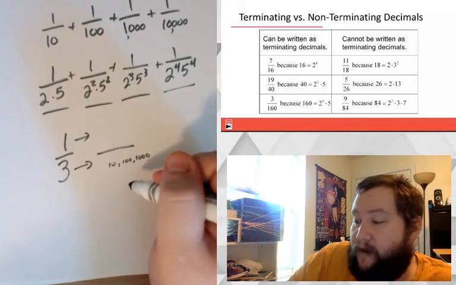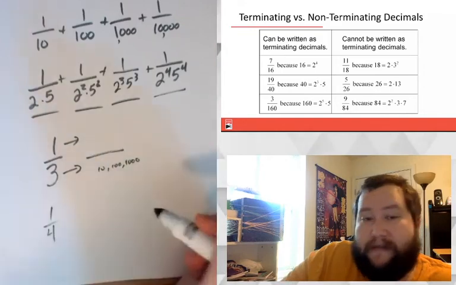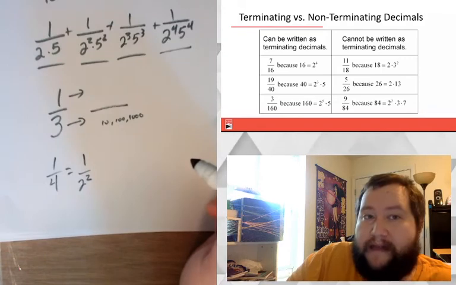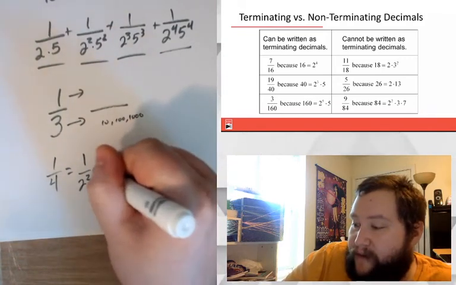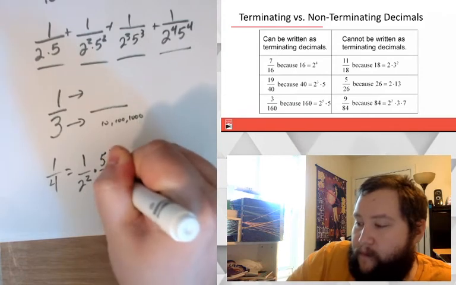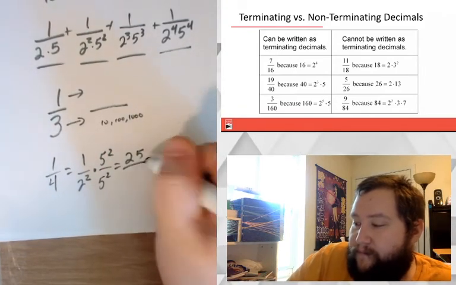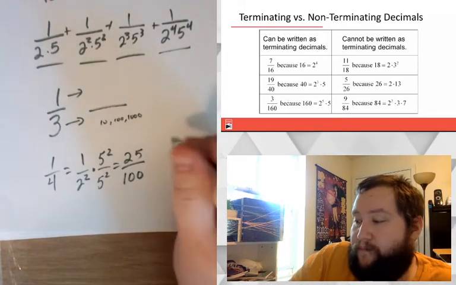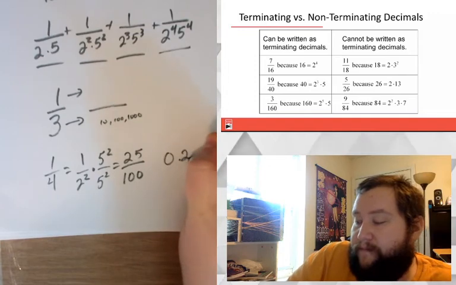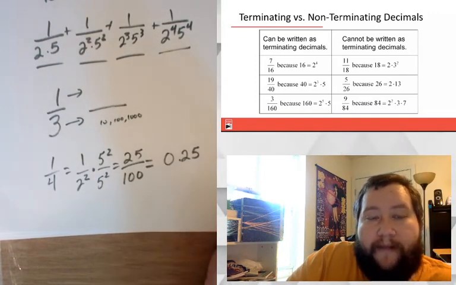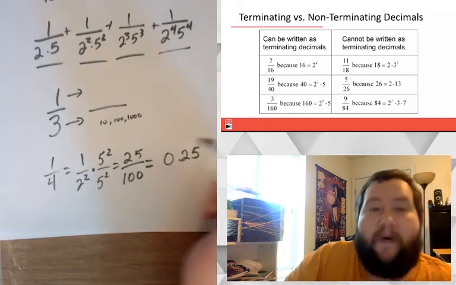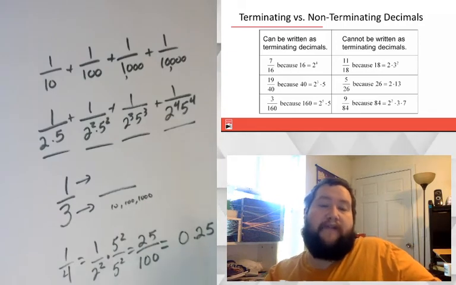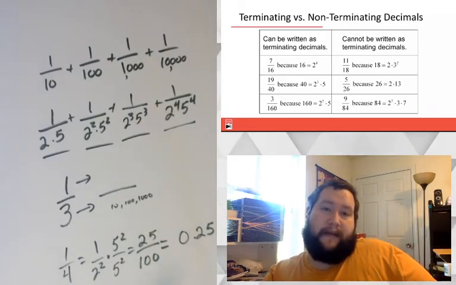But if I have a fourth, which is 1 over 2 squared, I just need to multiply the top and the bottom by 5 squared. We get 25/100, or 0.25. Right? And so that's why we need to have the fact that's above me. Terminating decimals have only powers of 2's and 5's in their denominator.